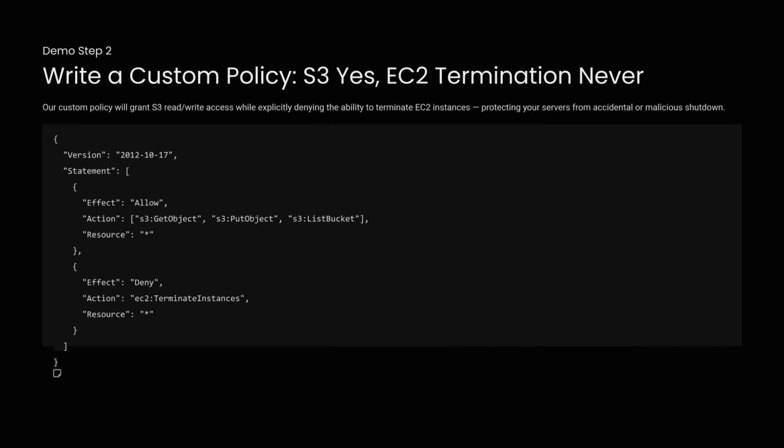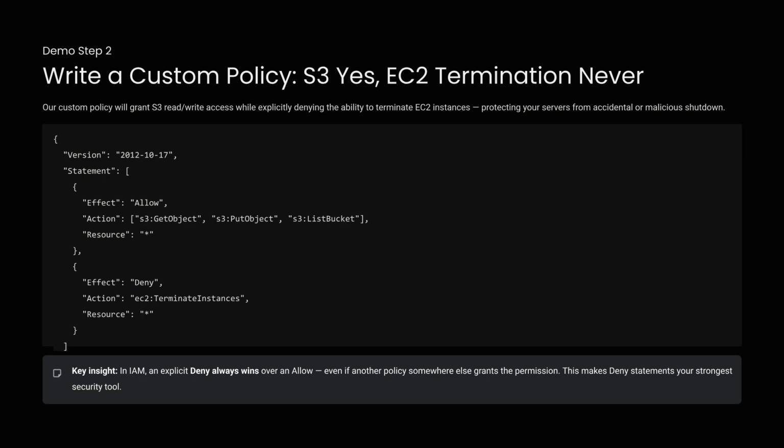Demo step 2 is to write a custom policy granting S3 read/write access while explicitly denying the ability to terminate EC2 instances. This is a crucial security measure. Remember, in IAM, an explicit deny always wins over an allow, making deny statements your strongest security tool.